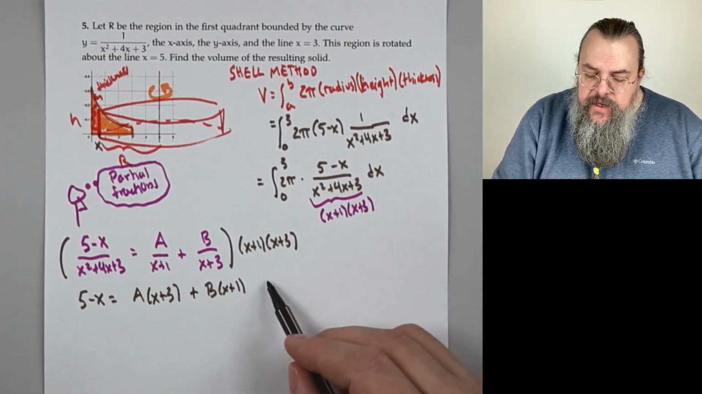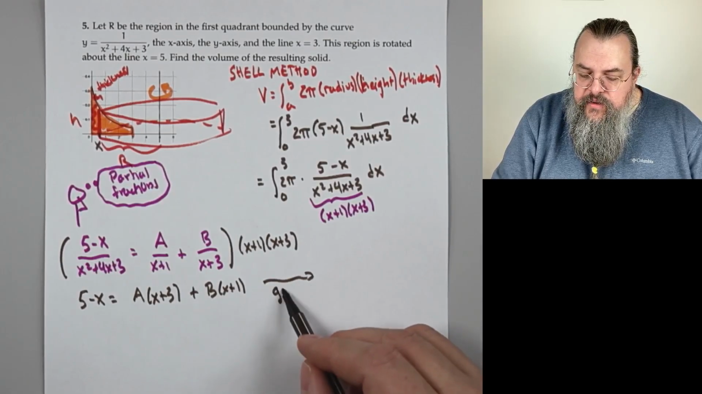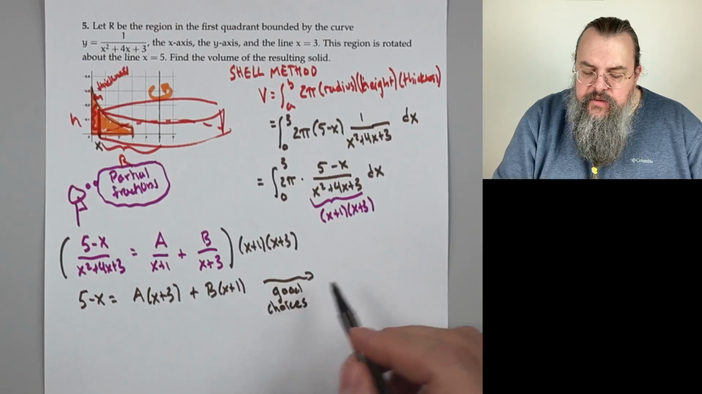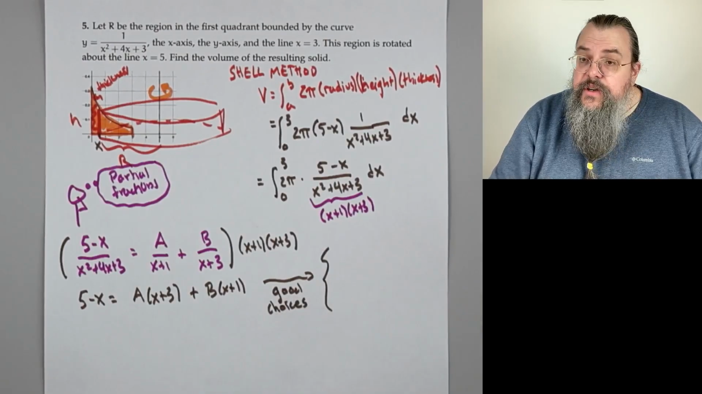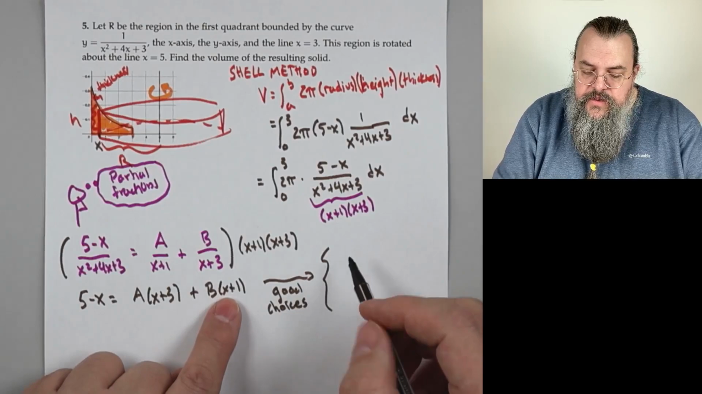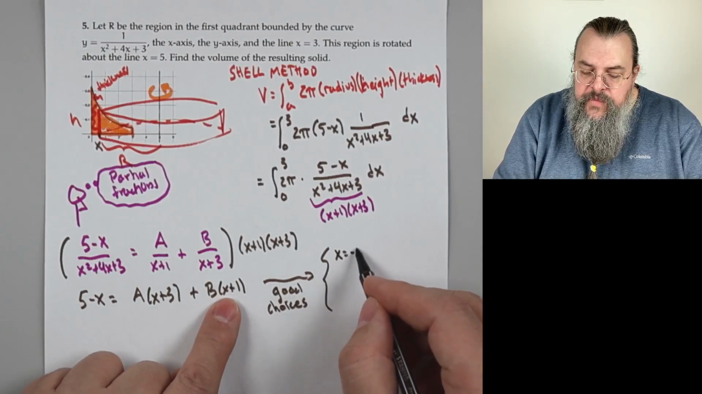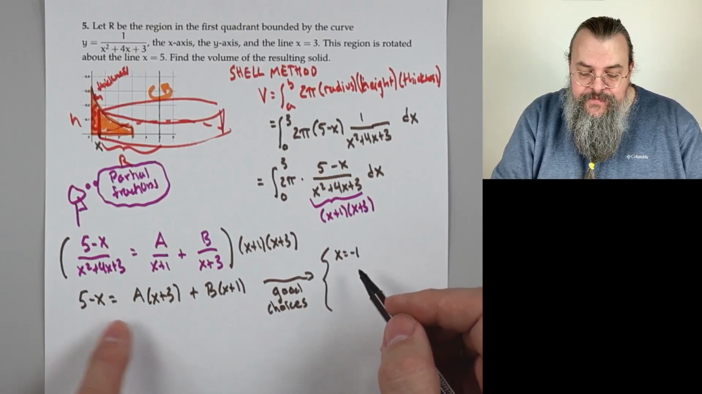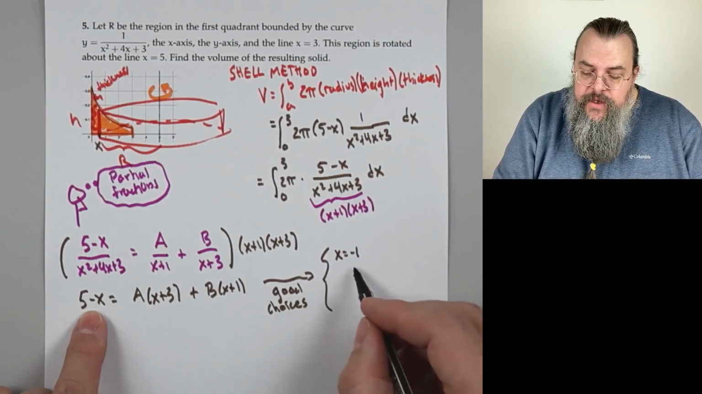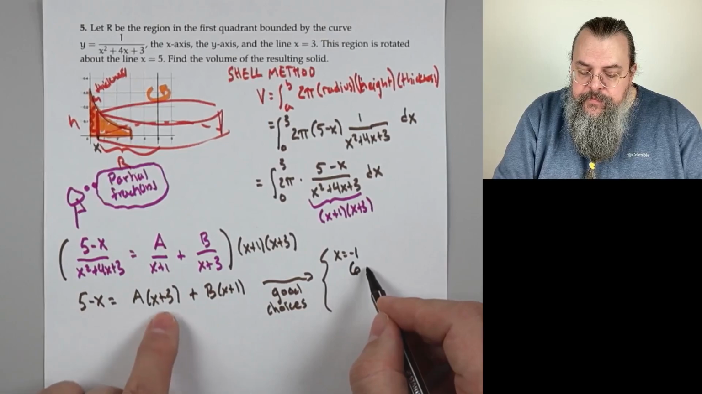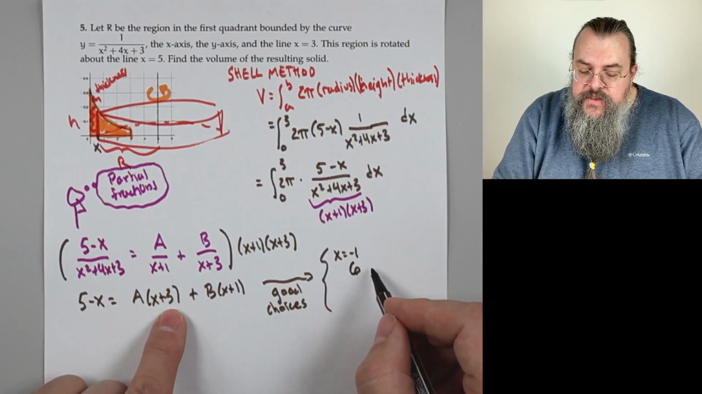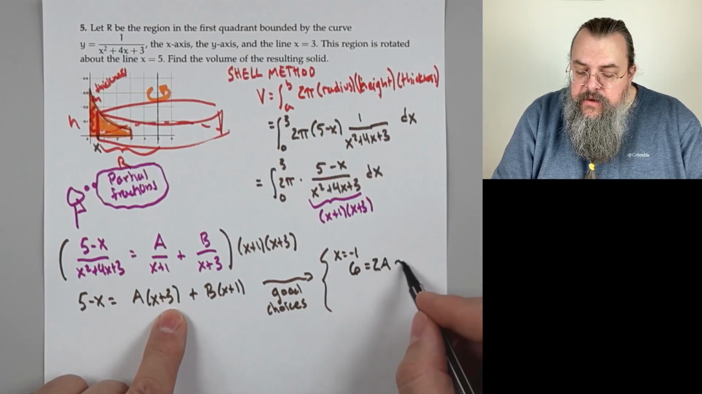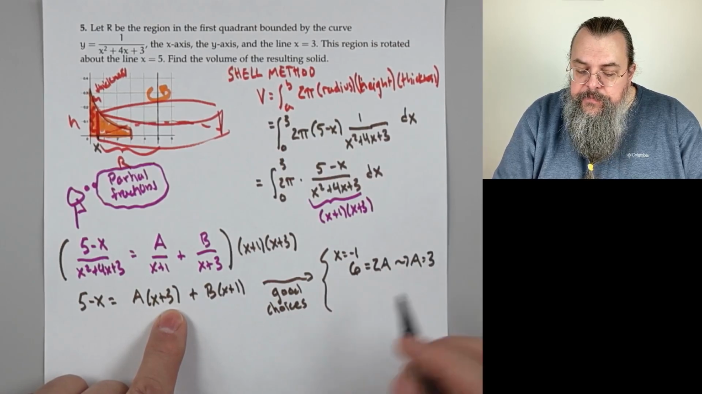Okay, so now, good choices. There's other ways to do it, but I like to make good choices. So what's a good choice? Well, let's choose -1. A good choice is something which puts in zeros. 5 minus -1 is 6. And then -1 plus 3 is 2. So 6 equals 2a. That says a equals 3.